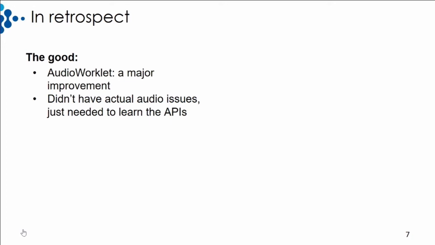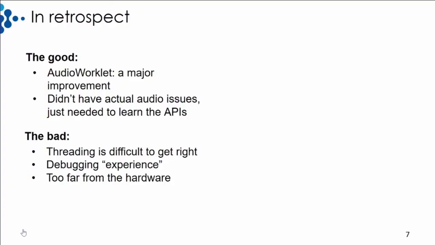Also, throughout our process, we never actually had any audio issues. We just needed to learn the APIs, the environments that Emscripten provides, the warts, and how to work around them. But it's the same process that we use for all of the other platforms that we support, so we were used to that process. The bad: like I said, threading is very difficult to get right. From the point of view of a C++ developer, the pthreads abstraction is so different that it's going to create a lot of problems. Also, the debugging experience was non-existent for us.